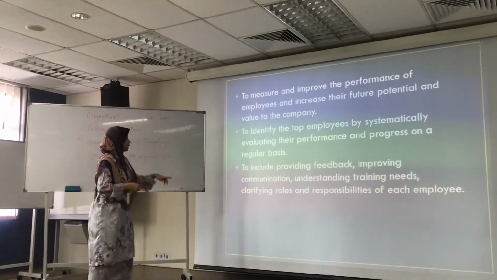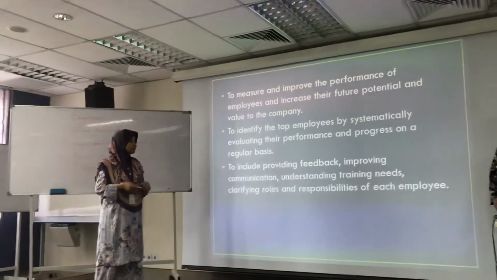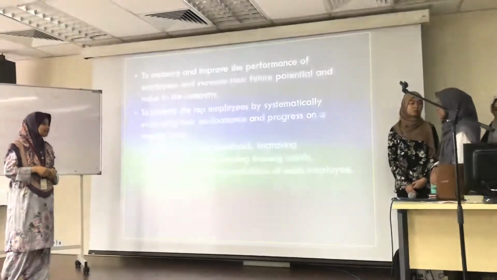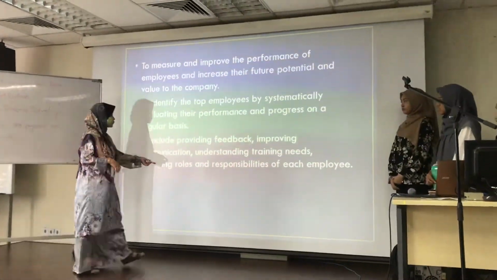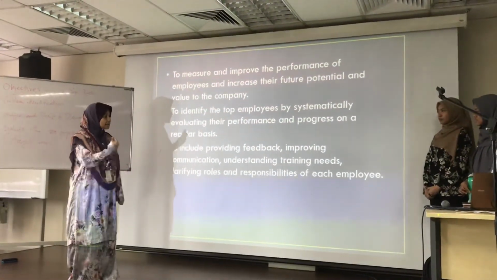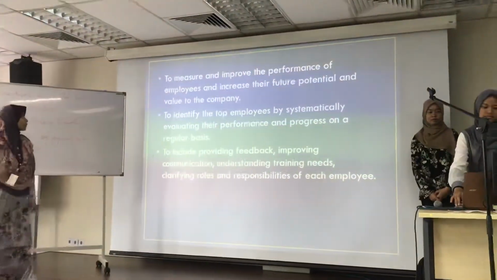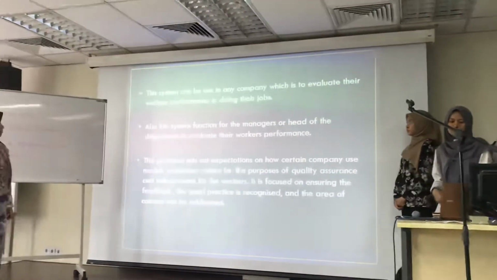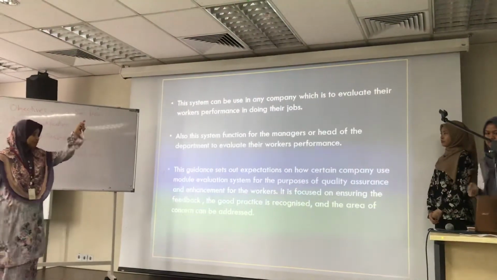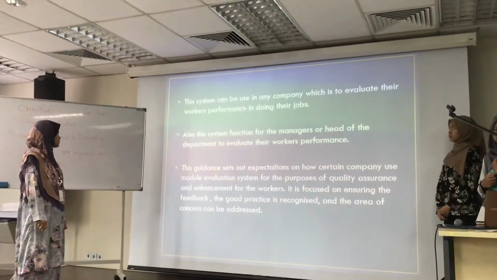Okay, then clarifying roles and responsibilities. How do you do that in your application or in your system? I assume this would be the performance criteria. Okay, like number of journals, number of publications, things like that. Okay, next. Can be used in any company again. It depends on the company. Okay? It must be specific. Workers performance.